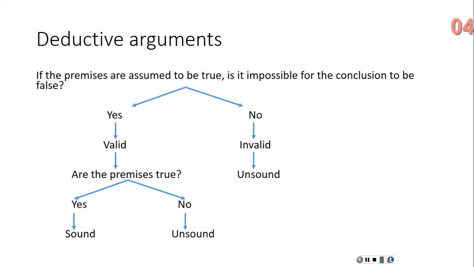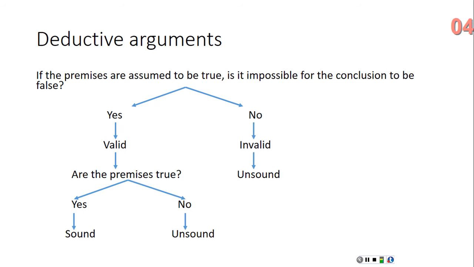Here's a way to tell whether an argument is sound or unsound. You can answer 2 questions in a particular order. First, you ask, if the premises are assumed to be true in this argument, is it impossible for the conclusion to be false? If the answer is no, then what you're dealing with is an invalid argument, and it's automatically unsound. Because an unsound argument is either invalid or has false premises.